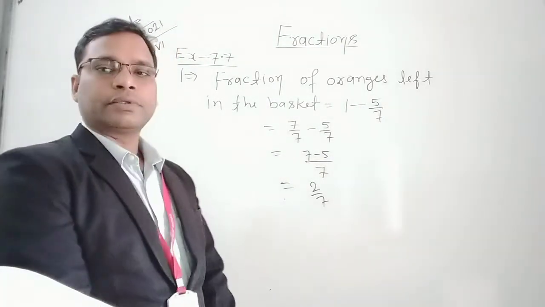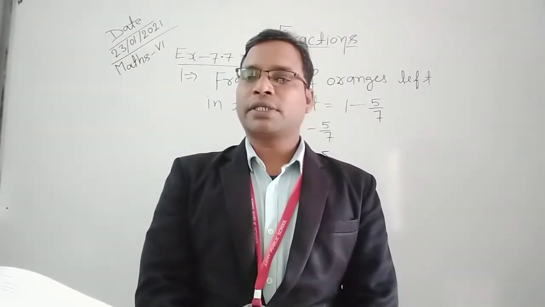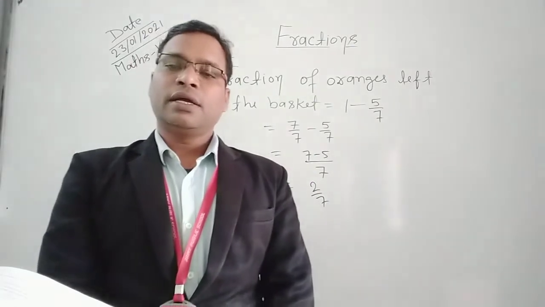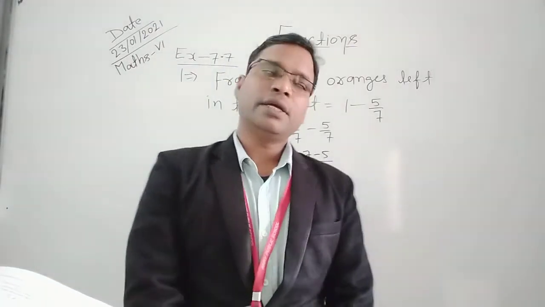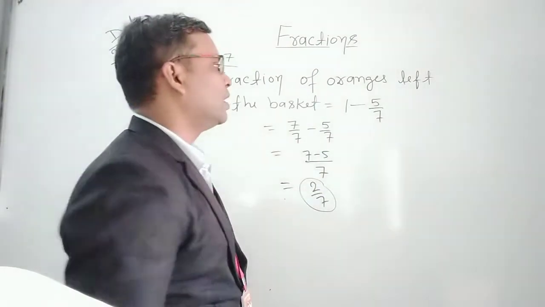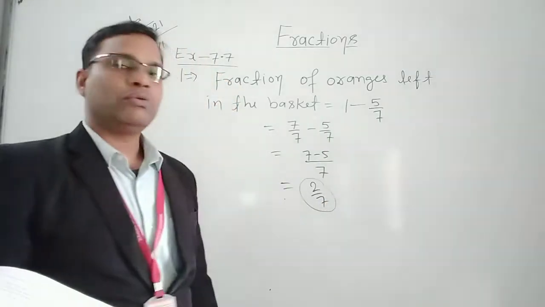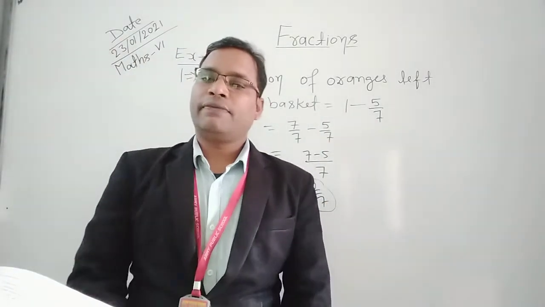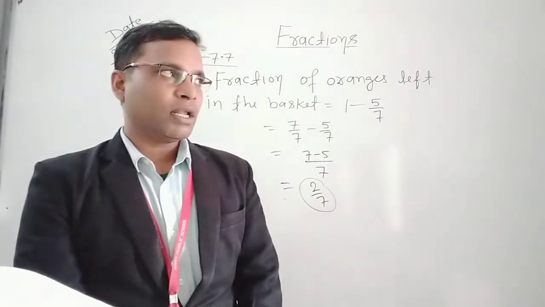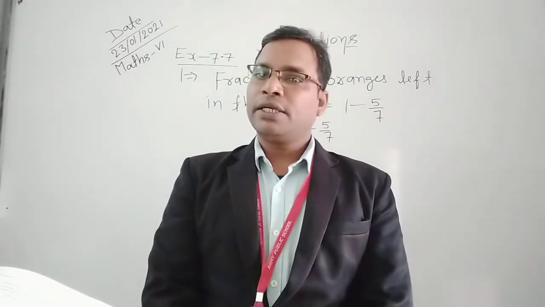This is clear? Now I repeat this question again. Javed was given 5 by 7 of the basket of oranges. What fraction of oranges was left in the basket? Okay, so the fraction of oranges is 2 by 7. If you subtract 5 by 7 from 1, then you get 2 by 7. 2 by 7 fraction of oranges left in the basket. This is clear? I hope all of you understood this question. Now we are going to discuss the next question.